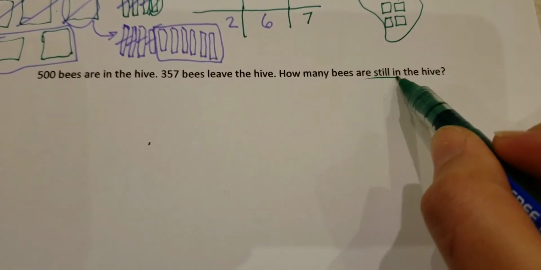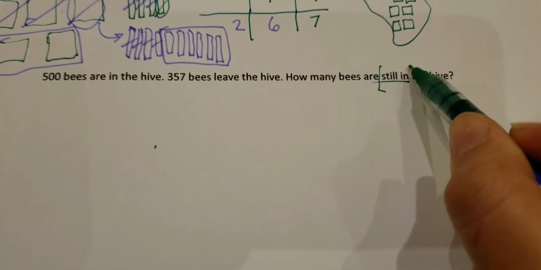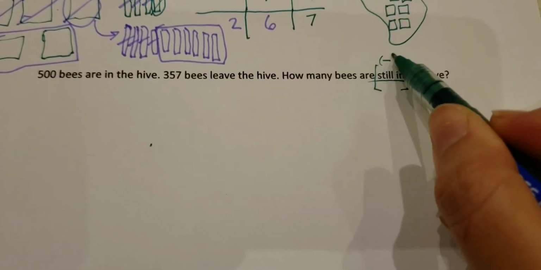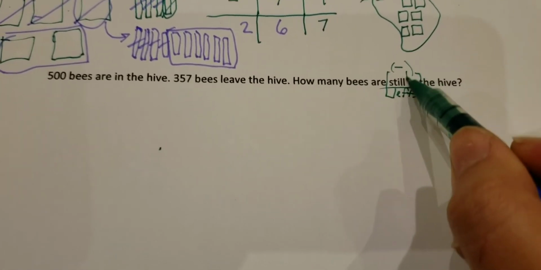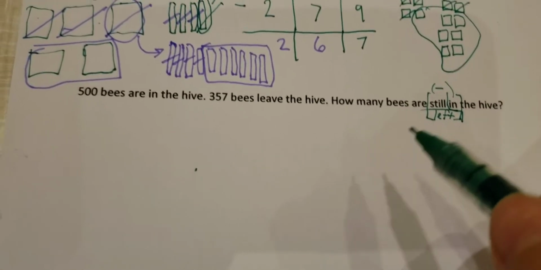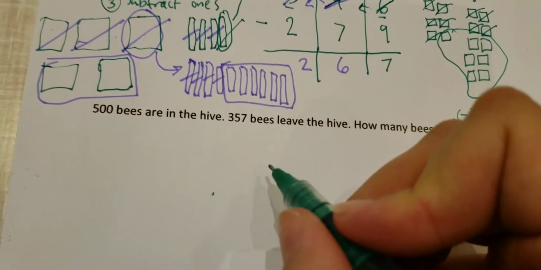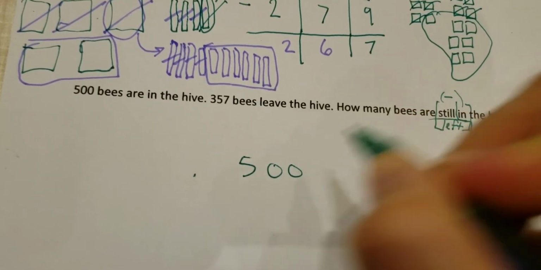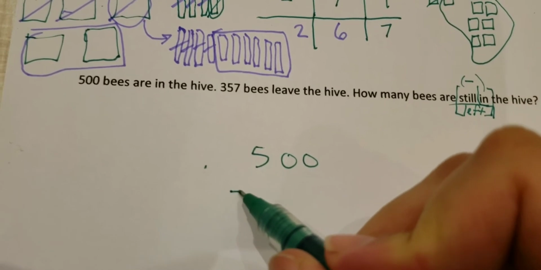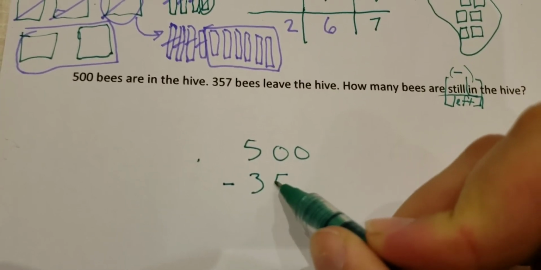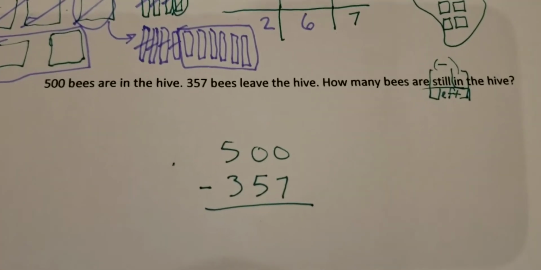This is like saying how many bees are left. This means that it's a subtraction. How many bees are left in the hive? They give us how many bees were there in the beginning, 500, and they tell us how many bees leave. They're no longer there, 357. I wrote the subtraction problem.